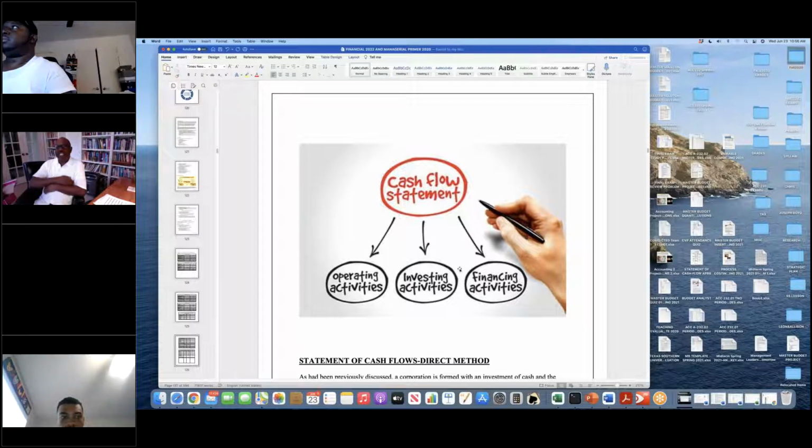We are now ready to work on our last financial statement, the cash flow statement.